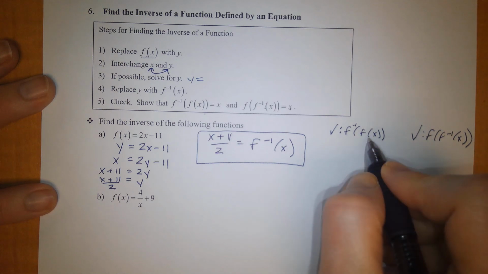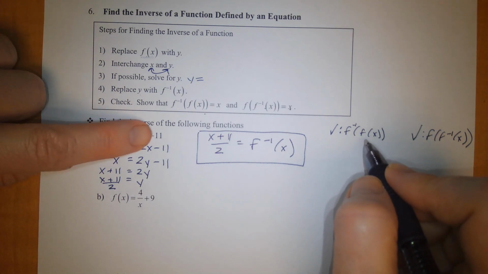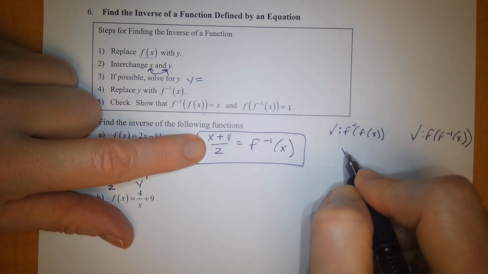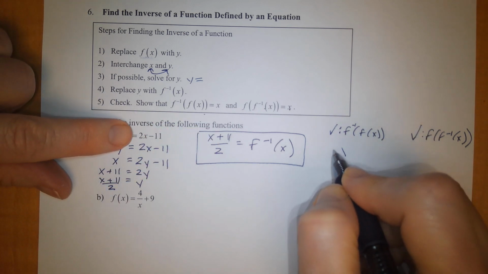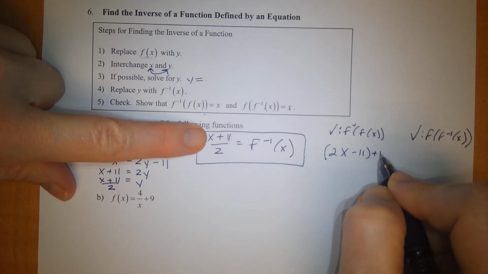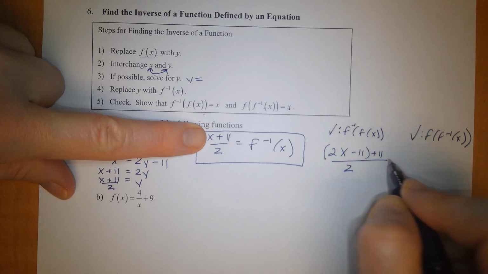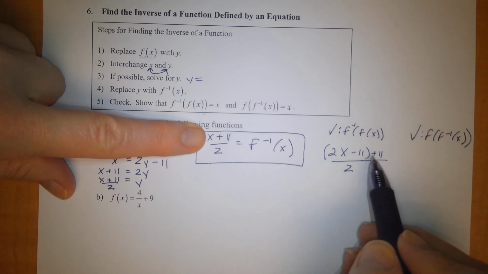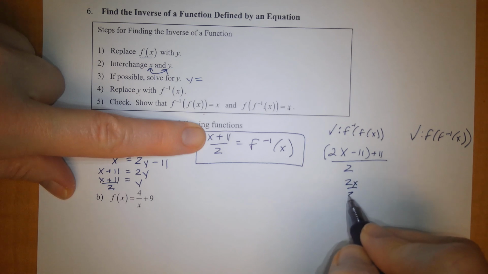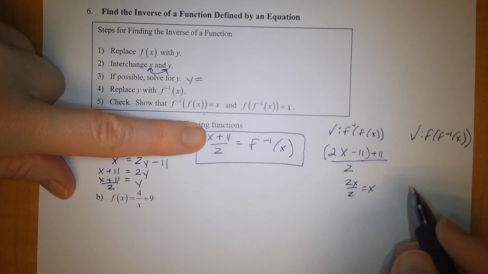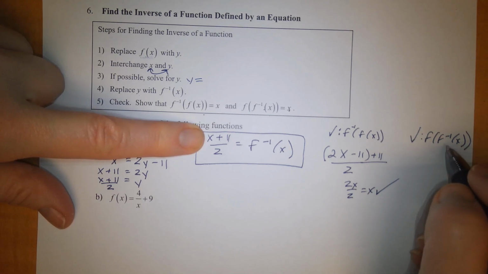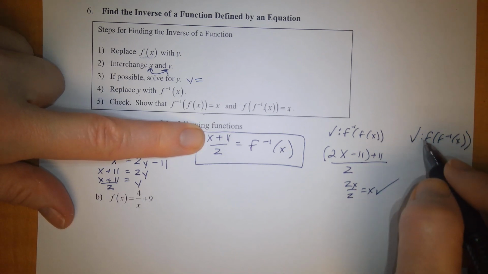So first we're going to take the original function, which was right here, and plug it into the inverse, which is right here. So this x is actually going to be 2x minus 11 plus 11 over 2. 2x minus 11 plus 11, well, that's just 2x, and 2x over 2 is x. So that checks.